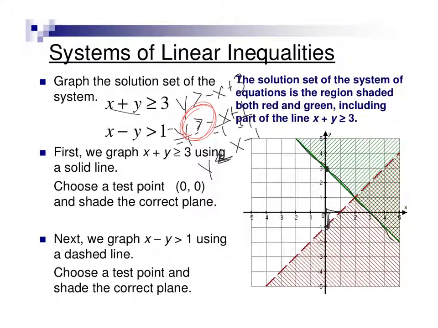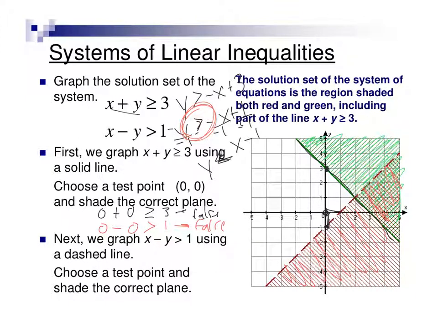What we're going to do is choose 0, 0 to test. For the very first one, they get 0 plus 0 is greater than or equal to 3. Is that true? No, it is in fact false. That's why they shade in green away from 0, 0, so that's over here. For the next one, they do 0 minus 0 is greater than 1. Is 0 going to be greater than 1? No, that's false. So you're going to shade away from that one as well, so it's going to be this way.